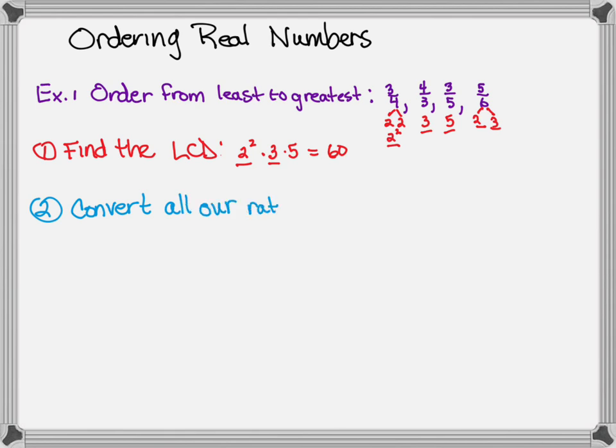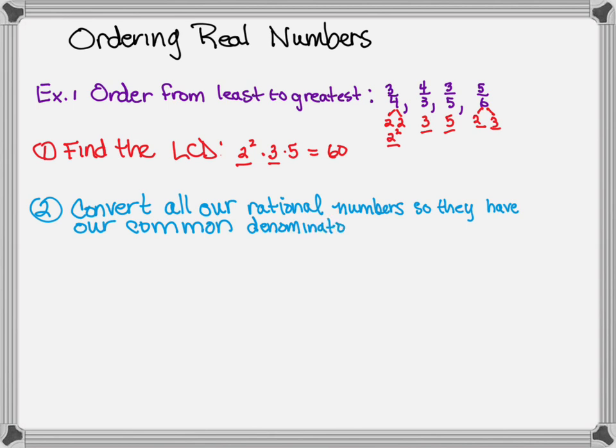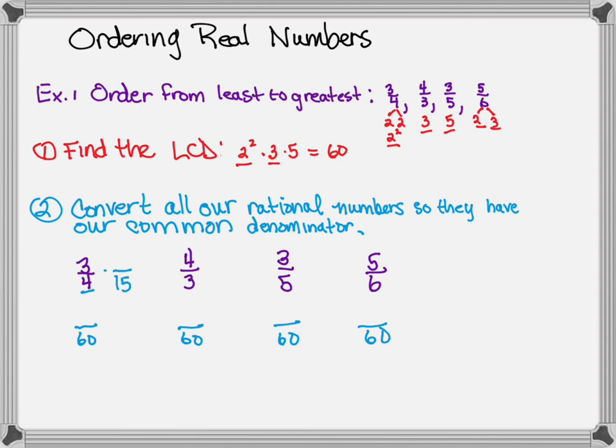Now we'll convert all of our rational numbers so that they have our LCD 60 as their denominator. So let's write our rational numbers: 3/4, 4/3, 3/5, 5/6. We want to have them all over 60. So for 3/4, 4 times what gives us 60? 4 times 15 gives us 60. So we'll multiply 3/4 by a form of 1 formed out of the number 15. 3 times 15, if we multiply our numerator by the 15, gives us 45.